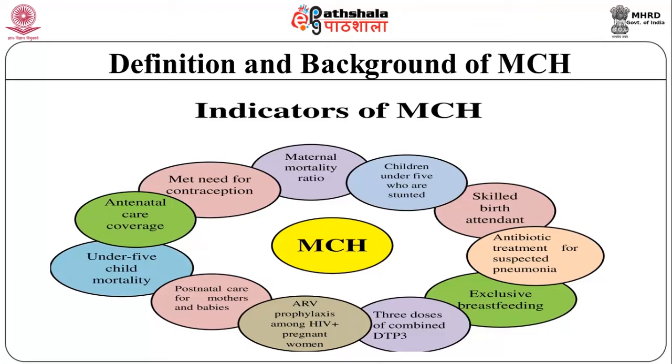Next, 9. 3 doses of combined diphtheria, tetanus, pertussis, DTP3 immunization coverage at 12 to 23 months. 10. Exclusive breastfeeding for at least 6 months. 11. Antibiotic treatment for suspected pneumonia.